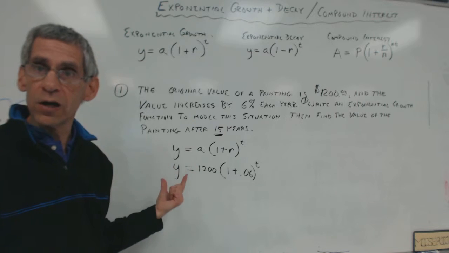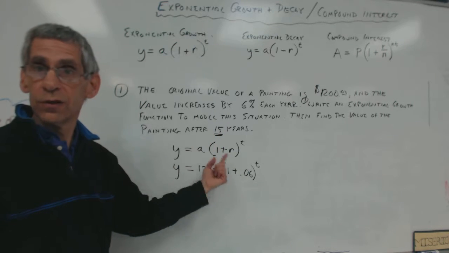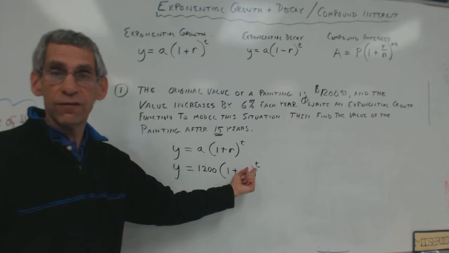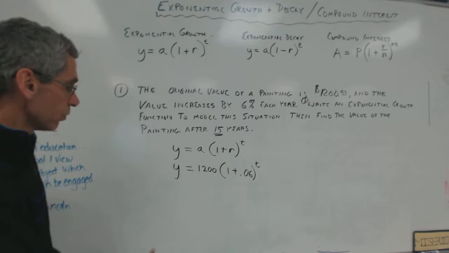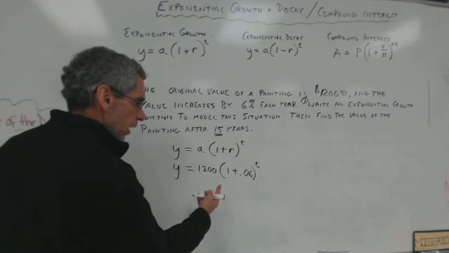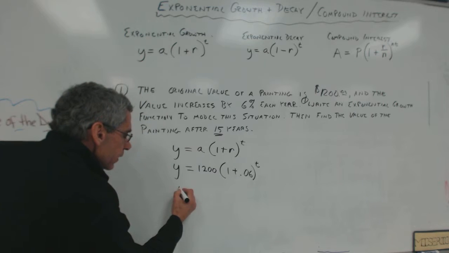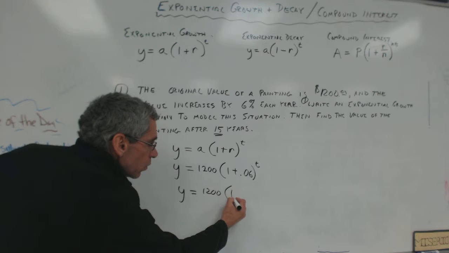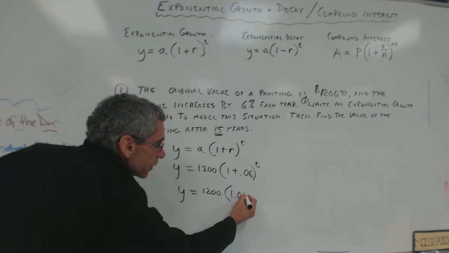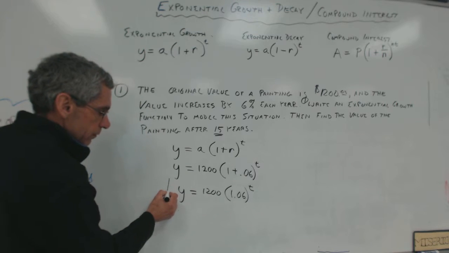I'm writing a function, and then I could figure it out for any number of years. I could change t to 15, t to 30, t to 50. You see what I'm saying? So this is my function that I'll be using, but I'm not quite done. I've got to combine these. So technically, this would be it. Y is equal to 1,200 times (1.06) to the t. So that is my function.